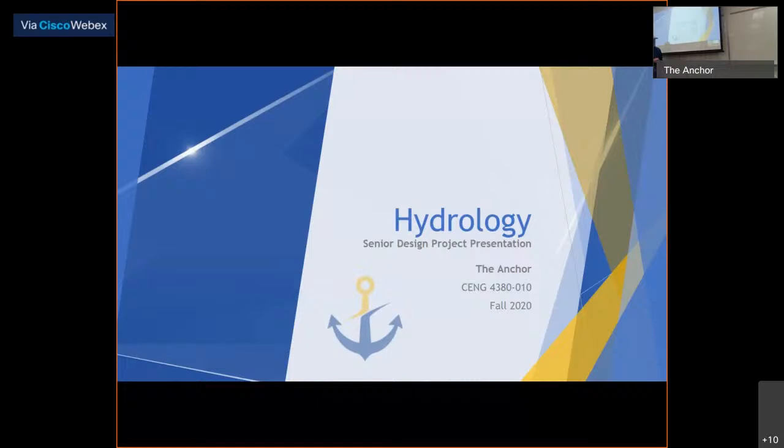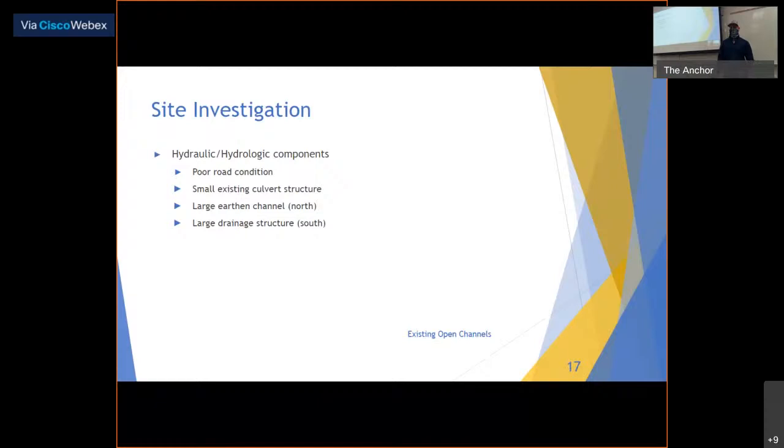Thank you, Nora. I'm Jake Gravel, and with me I have Maria and TK, who made up the hydrology team for this project. To begin our site investigation, we identified the hydraulic and hydrologic components at our site. The most obvious, of course, is the poor road condition and the existing culvert, which seems to be undersized. There's a large earthen channel bringing large amounts of runoff from a big area to the north that will have to be analyzed further in our design, and a large drainage structure that seems to be expecting large amounts of flow. So that gives perspective that our culvert is undersized.